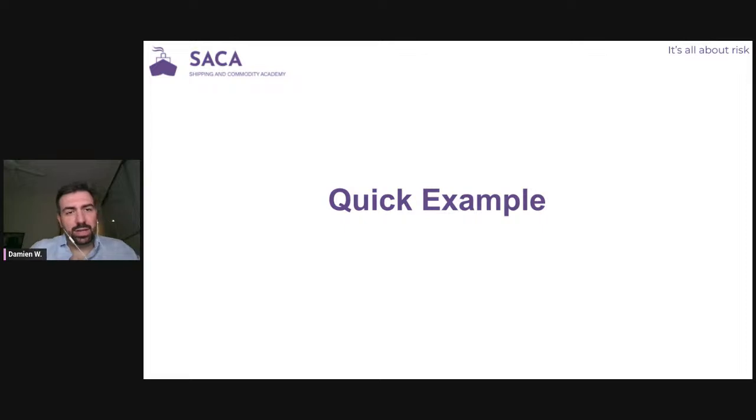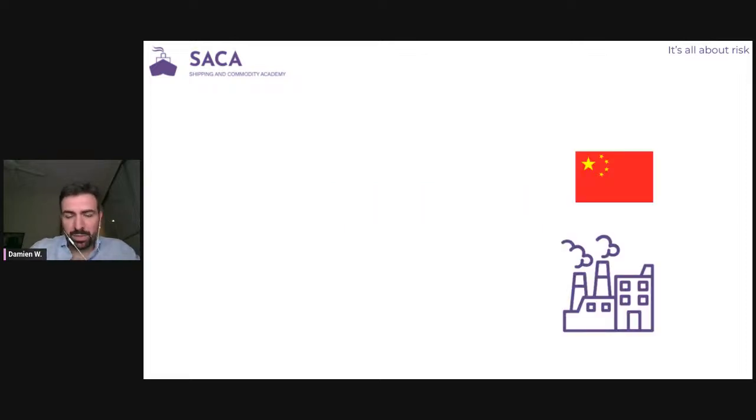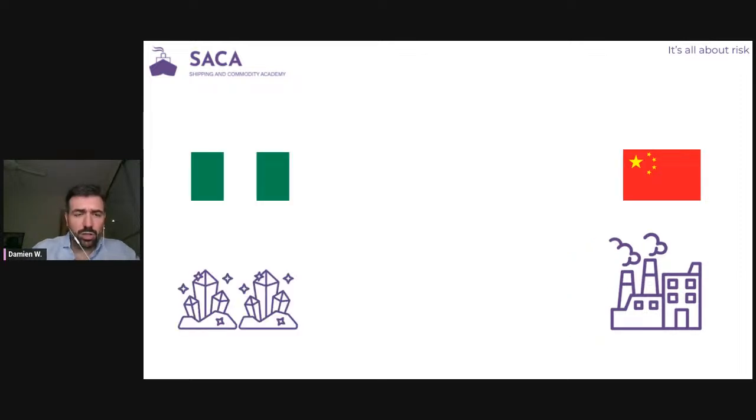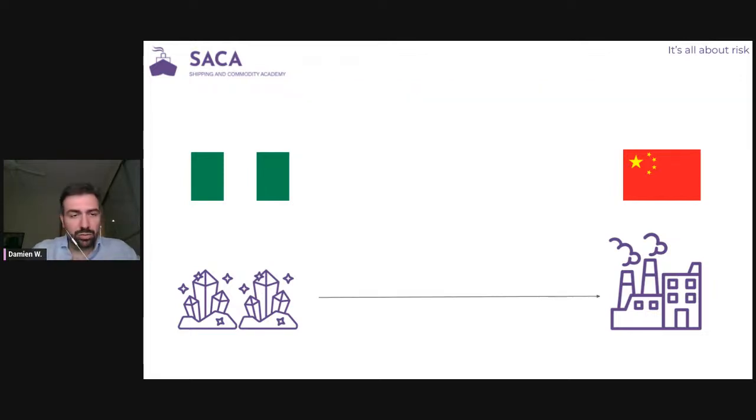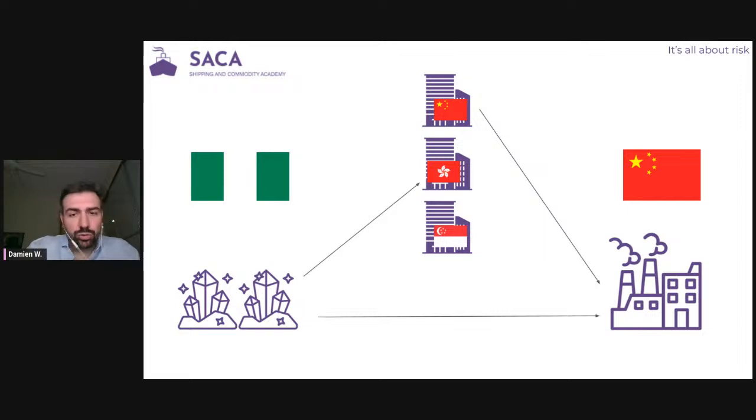Let's take a quick example and then speak about all the different types of risk. Let's say that you are a Chinese manufacturer, a Chinese factory. You want to buy some minerals in Nigeria. What is riskier? To trade directly between the two of you, or to go through a trading company that may have an office in Shanghai, an office in Hong Kong, and an office in Singapore? For you as a Chinese company, would you prefer to deal with a company that has an office in your country? The same for the Nigerian supplier.